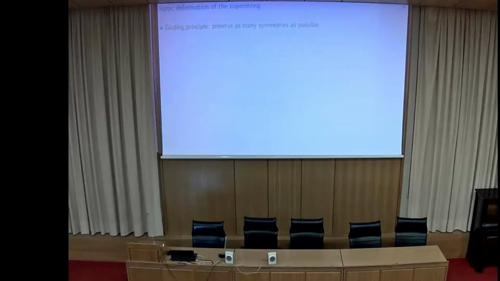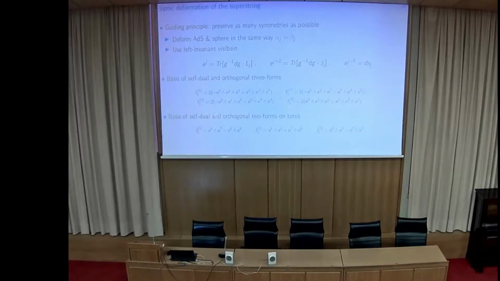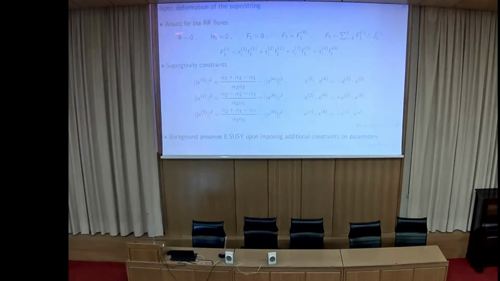However, one can actually make some progress by using the bosonic theory, which we know to be integrable, and try to embed it into type IIB supergravity. And the guiding principle is to preserve as many symmetries as possible. So deform the AdS part of the geometry and the sphere in the same way, and then use only left invariant vielbeins, and then do some ansatz for the fluxes. So construct some auxiliary fluxes using these vielbeins, and then postulate that the fluxes are some linear combination of these auxiliary three-forms.